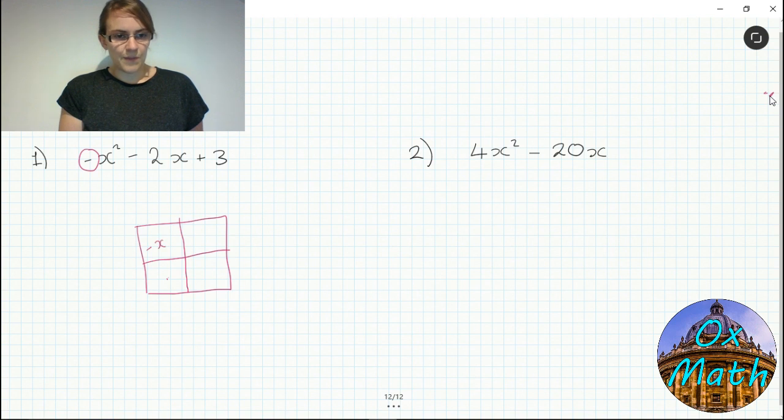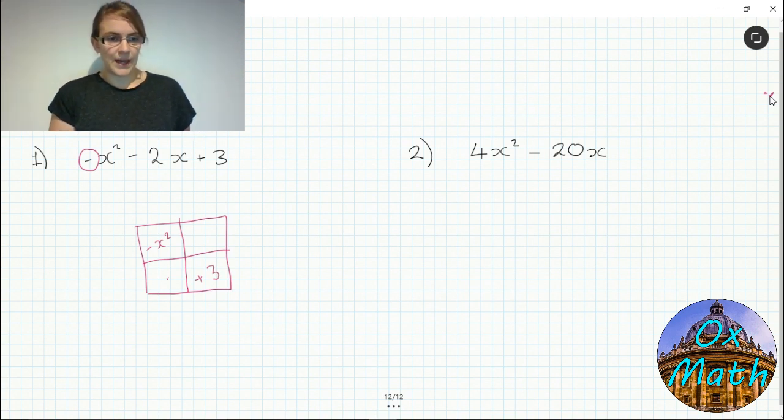So in our top left box we need a minus x squared, and in our bottom right box we need our plus 3, and remember the other two boxes will add to give us our minus 2x. To get minus x squared, the only way is to have an x multiplied by a minus x. So we need two numbers that multiply to give us plus 3, but one of those two numbers is going to be multiplied by minus x. Two numbers that multiply to give plus 3 could be 1 and 3, or minus 1 and minus 3. I'm going to try 1 and 3 first.